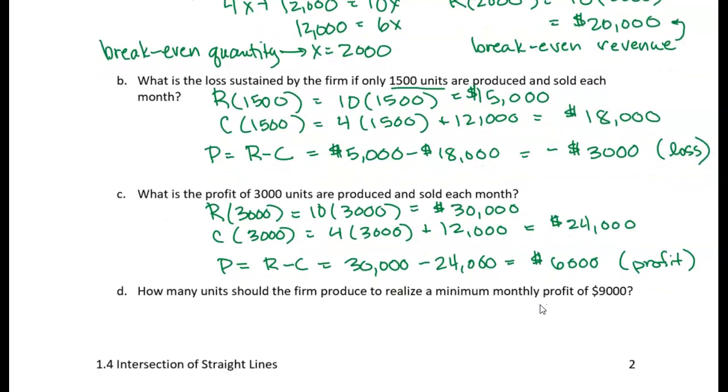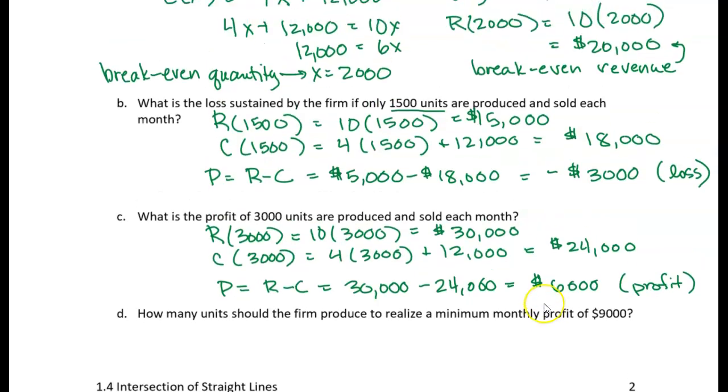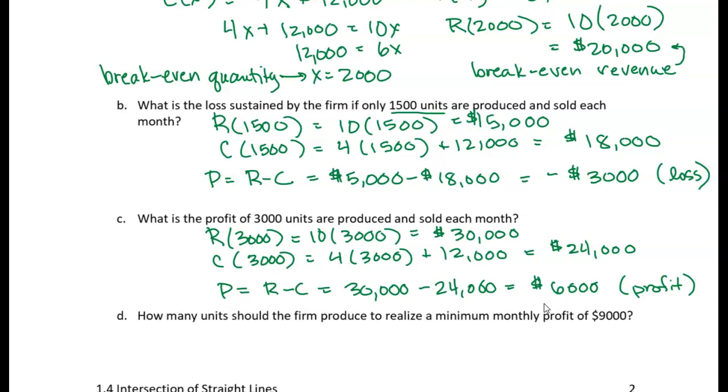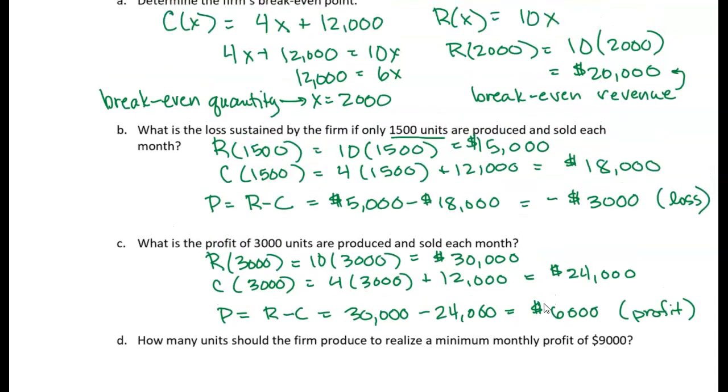All right. And finally, it says, how many units should the firm sell to realize a minimum profit of $9,000? So we want a profit of $9,000. Well, first of all, it would be helpful to have a function for profit. Right now, what we have is a function for cost and a function for revenue. But we could create a function for profit by just taking the revenue, R of x, minus the cost, C of x, and just combine them into one function just for profit.